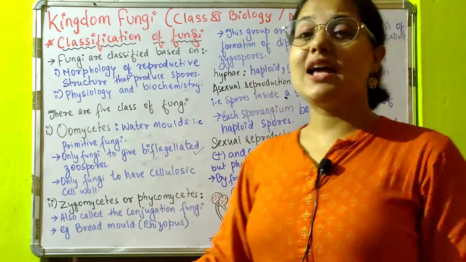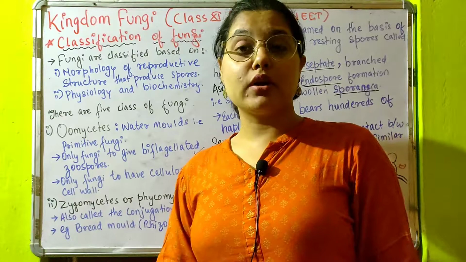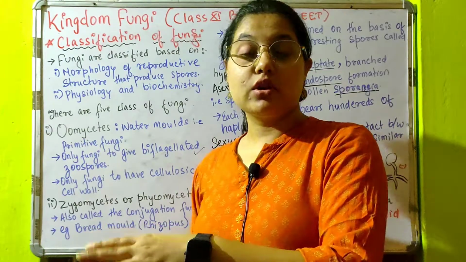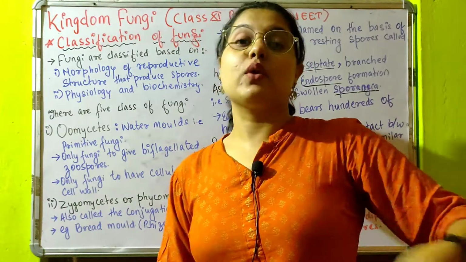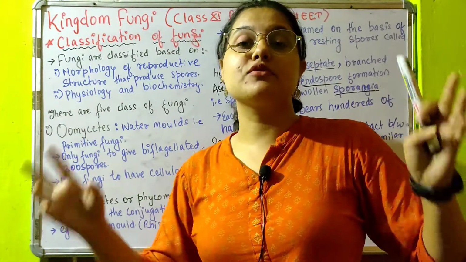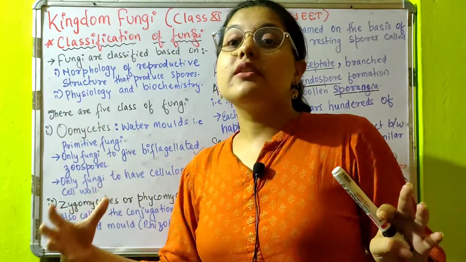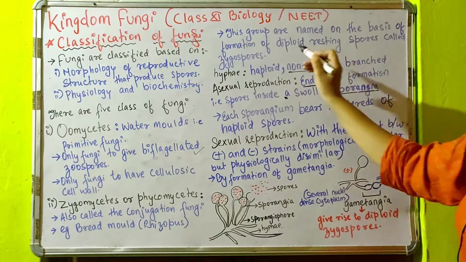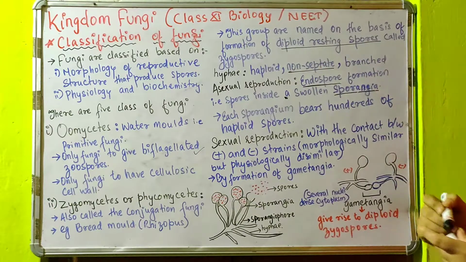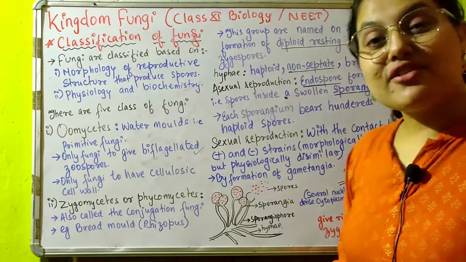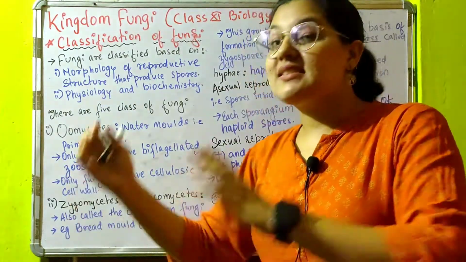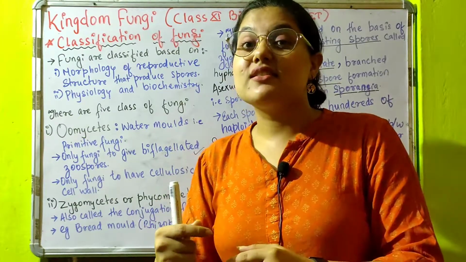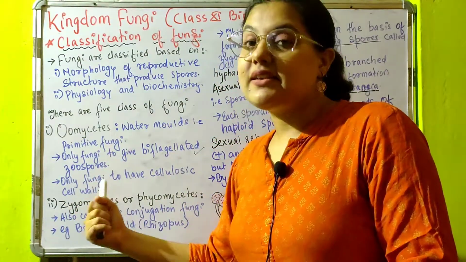When we are studying the classification of fungi, what becomes more important is to know the basis of their naming. Why are they named Zygomycetes? Why are they named Ascomycetes? Why are they named Basidiomycetes? This becomes the more important thing. For what reason are they named differently? They are named because of the formation of diploid resting spores called zygospores. During the sexual reproduction process, Zygomycetes form resting zygospores which are diploid, and that is the reason why they are named Zygomycetes.